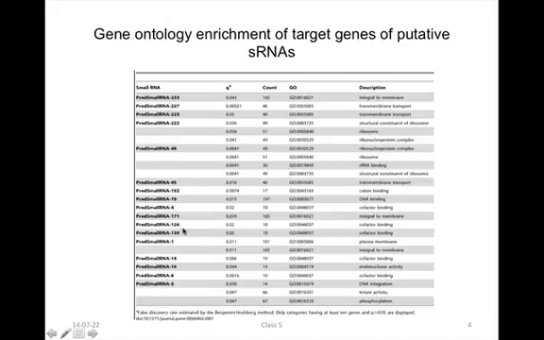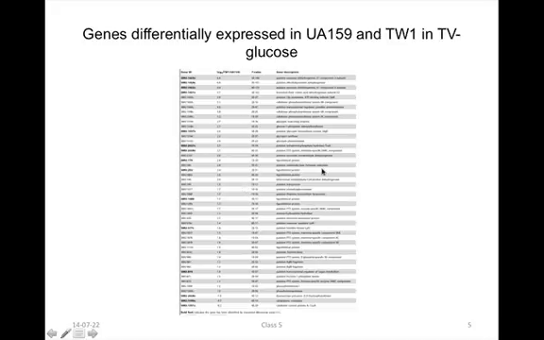I'm going to show just the tables first. So this is the small RNA table. Here's a table showing that they've done differential expression of UA159 and their CCPA mutant. Okay, CCPA is a catabolite repressor protein. It is involved with the GTFs of S. mutans.